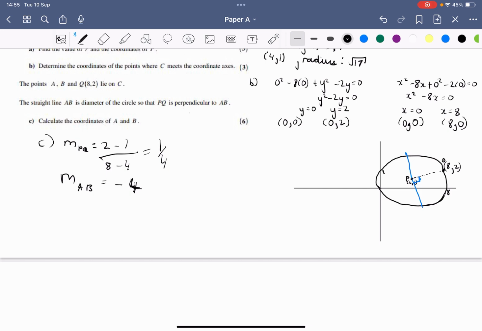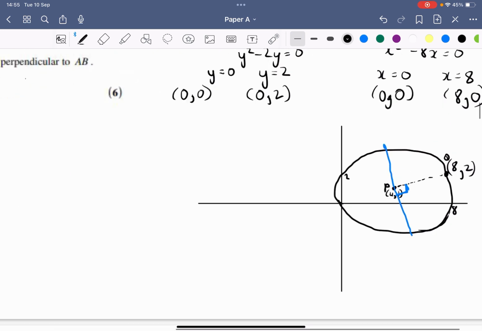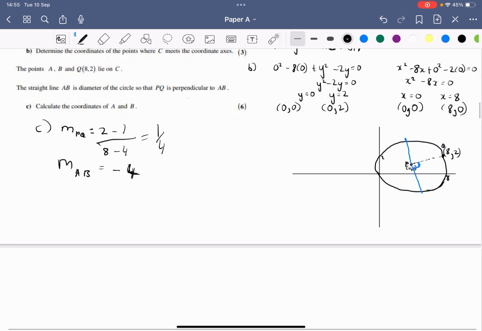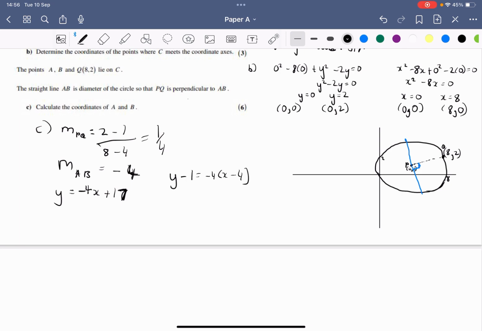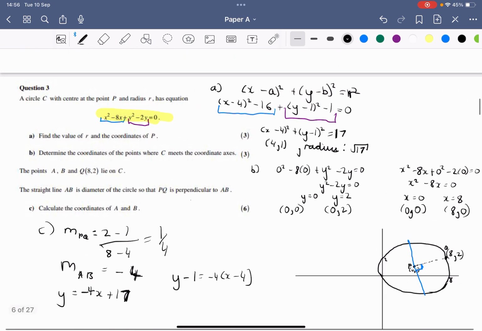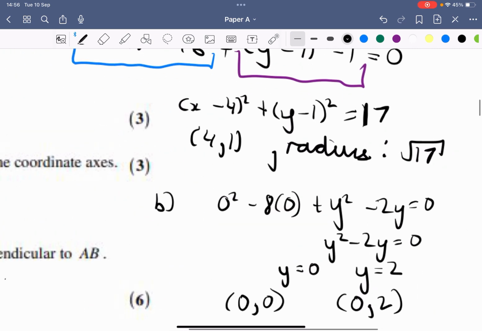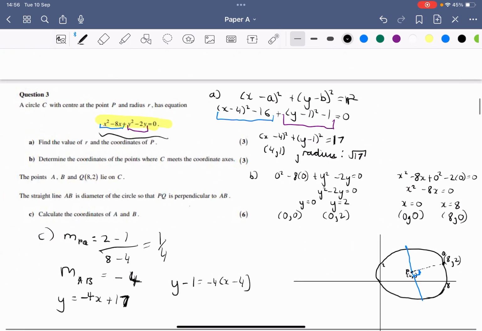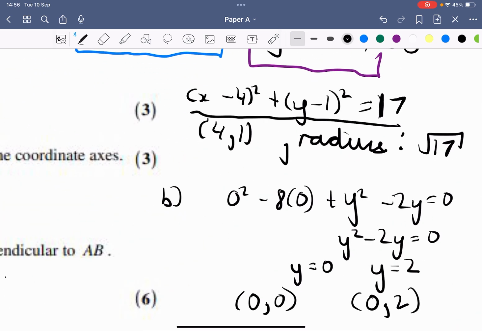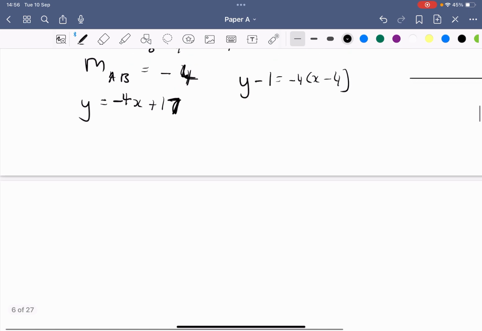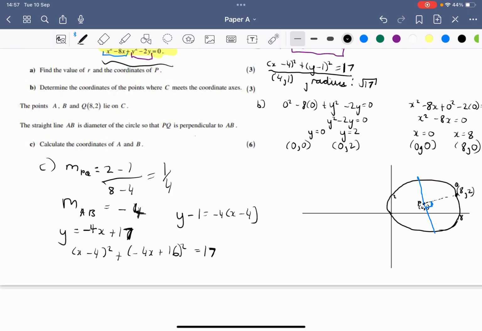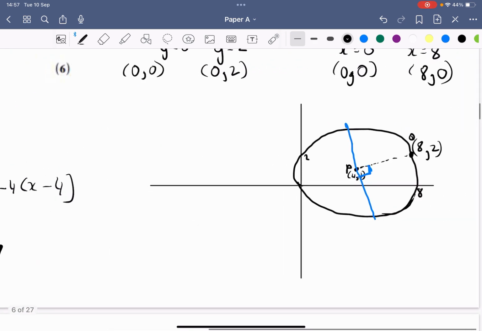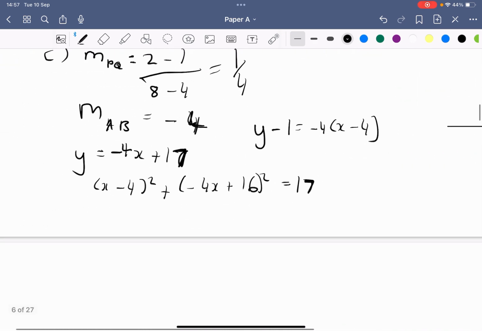Now that we have the gradient, we can work out the equation of the line because it goes through P. So we get, and I'm going to rearrange this to get, now that we have this equation, we can sub that into our equation of the circle. You can choose either this equation or this equation. I'm going to choose the circle equation, this one here. So we get, and this equation here tells us where the straight line and the circle intersect. Now all I've got to do is solve this equation.